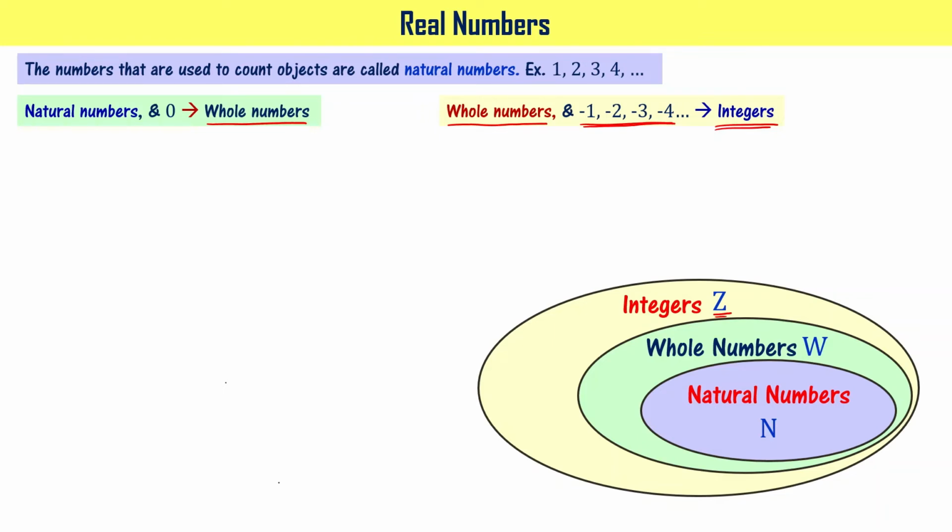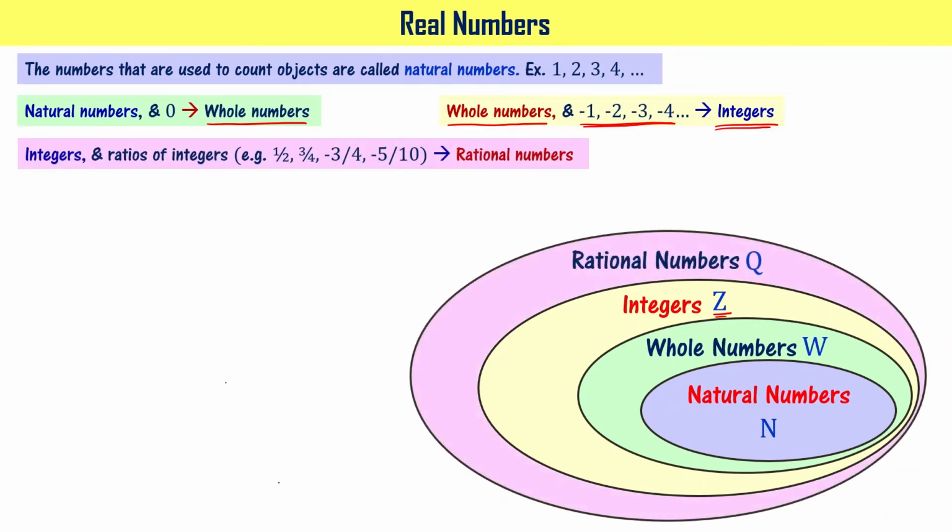Now, we know integers, okay? And if you write the ratio of certain integers like 1/2, 3/4, -3/4 and so on, integers and ratios of integers put together are called rational numbers, right? Rational numbers are represented using Q. Rational numbers are the numbers that can be written in the form of P by Q, where P and Q are integers, right?